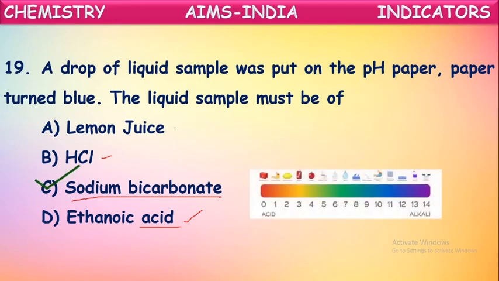Here you see, alkali substances give blue color with pH paper. As basic nature increases, a dark blue color is given to the pH paper. So bases generally give a basic reading. Sodium bicarbonate is one of the bases.